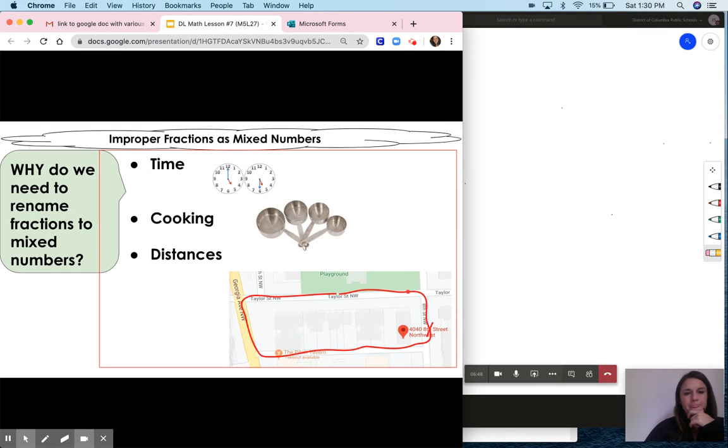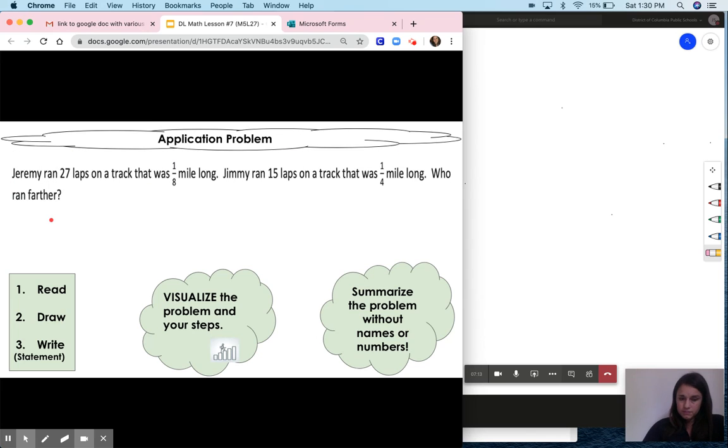Okay, today we're going to keep working with how we actually do this in real life. Remember, I've been telling you, all the time we change improper fractions to mixed numbers in real life when we're thinking about time, like half-hour chunks, 15-minute chunks, measuring cups when we're baking or cooking, and then finally distances, especially when we're running. So that's the kind of problem we have today. Application problem, here we go. Fill in the blank when I pause.